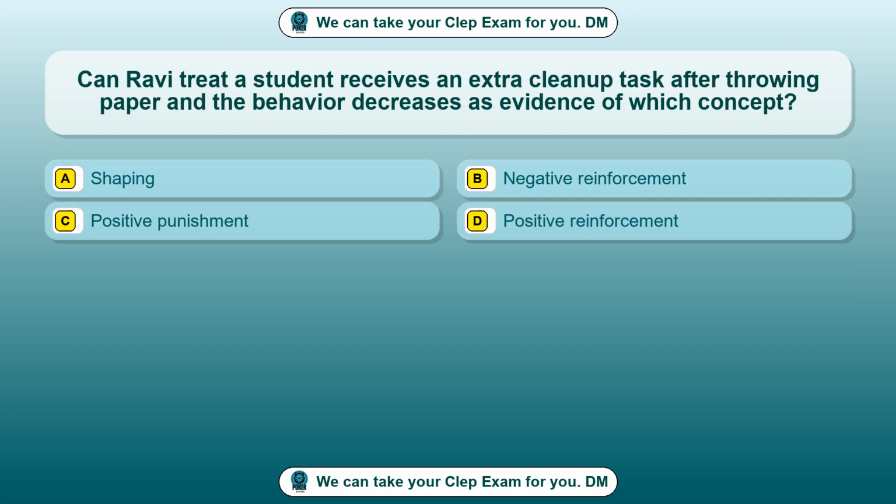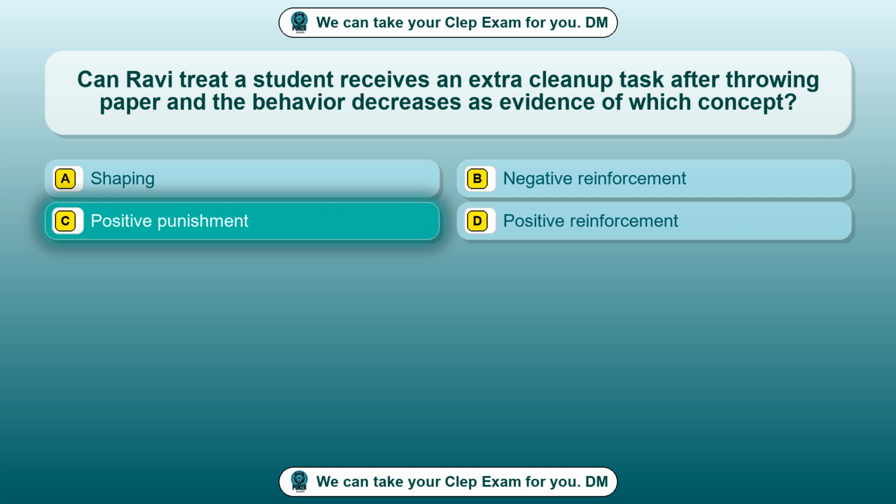Question 4. Can Ravi treat a student receiving an extra cleanup task after throwing paper, and the behavior decreases, as evidence of which concept? Option A, shaping. Option B, negative reinforcement. Option C, positive punishment. Option D, positive reinforcement. The correct answer is option C.